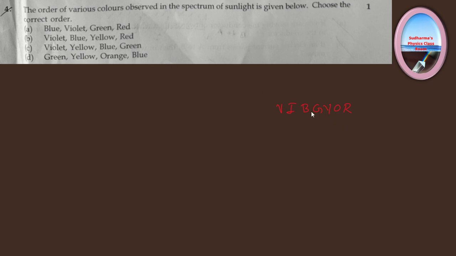Yellow, but blue is in between that, so we can eliminate C. Green, yellow, orange, up to that the order is correct, but again we are bringing blue. So D is also wrong. So here the answer is B, violet, blue, yellow, red.